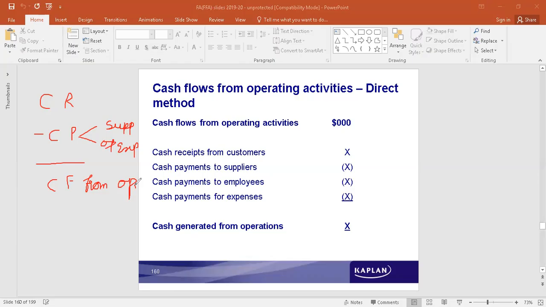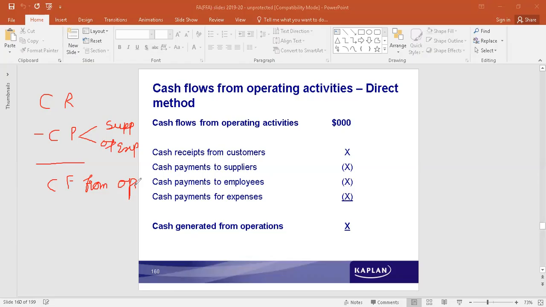So what do we do? We take the sales value from the income statement. Then we keep adjusting for credit transactions to arrive at the cash balance. So those adjustments have to be taken up to understand cash receipts from customers. Similarly, the cash payment to the suppliers and all other operating expenses like rent, salaries, wages, anything that is paid in the form of cash.